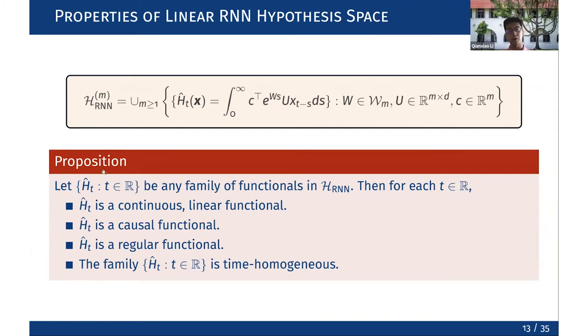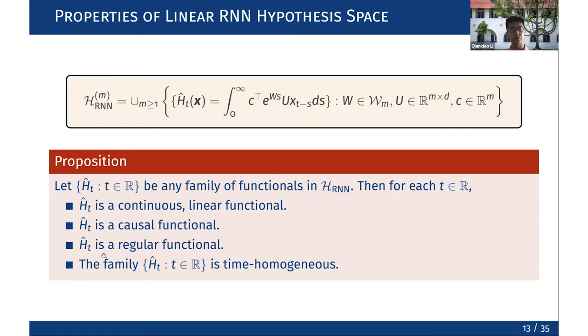And immediately one can check that there are some properties of this hypothesis space. For example, each of these linear RNNs parameterizes a continuous linear function. This should be obvious. Moreover, it is a causal functional, in the sense that for each t, the output only depends on the time series up to this point t. It doesn't depend on any future time, which is also obvious if you look at the structure of the network. It doesn't read into future times.